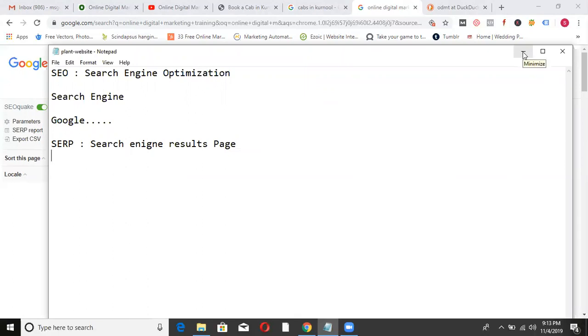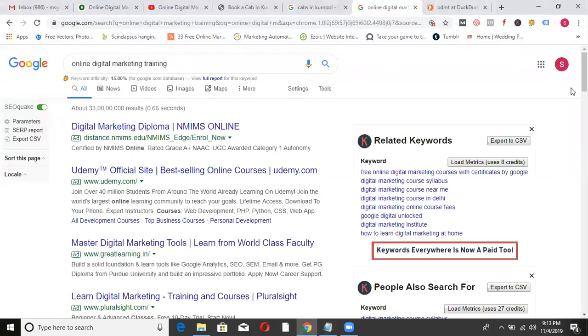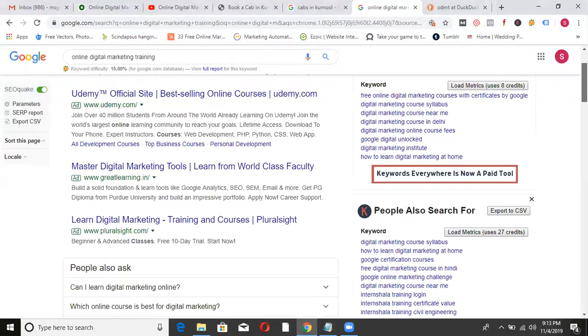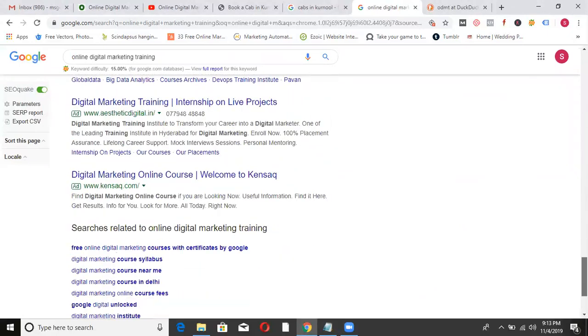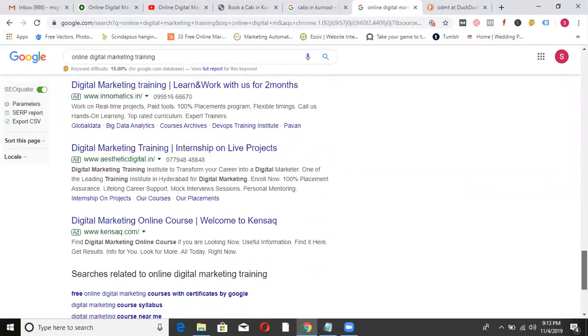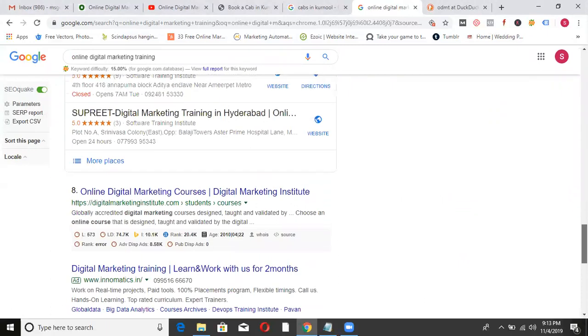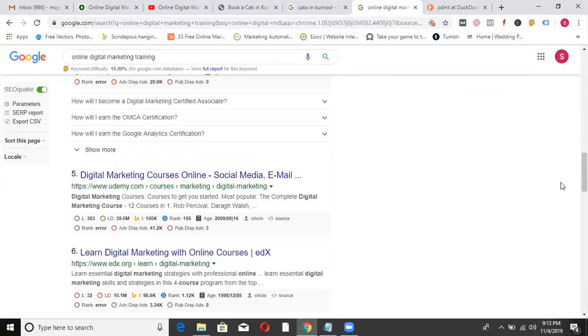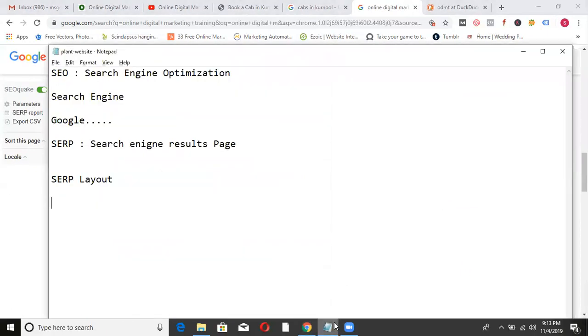If you see the SERP layouts, 1, 2, 3, 4, the top 4 are ads. These are ads. They're paying money. And the bottom 3 are ads. Total 7 ads. And in between, organic results will be there. So top 4 ads, bottom 3 ads, and between them 10 organic results.